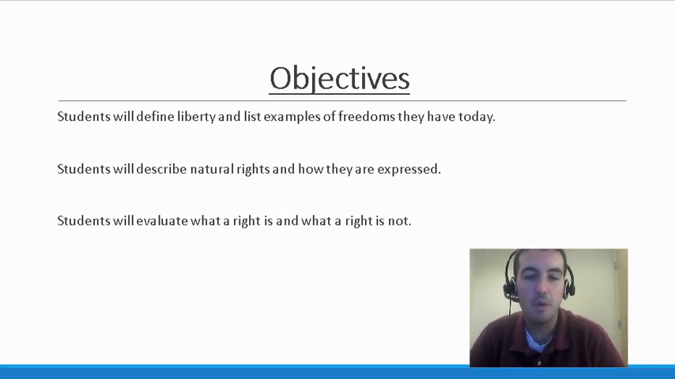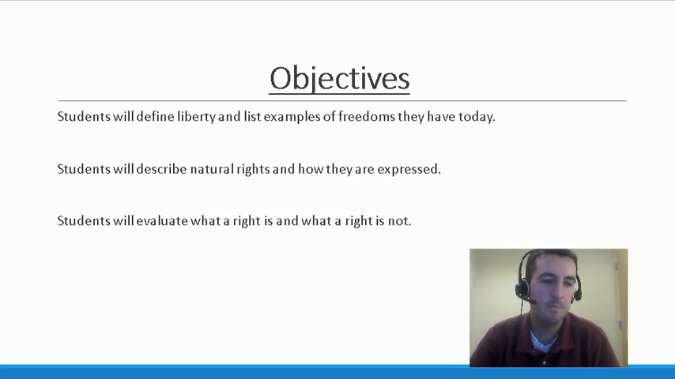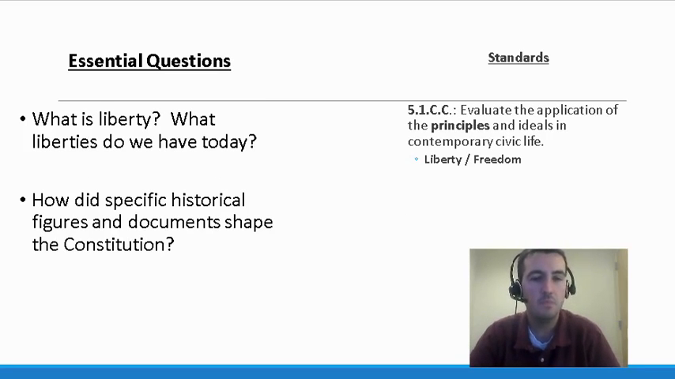Students will evaluate what a right is and what a right is not. So you'll be able to see certain things and say whether it's a right or something else. That'll make more sense when we get towards the end of the lesson. The questions you'd be able to answer by the end of the lesson are: what is liberty? What liberties do we have today? And how did specific historical figures and documents shape the Constitution?